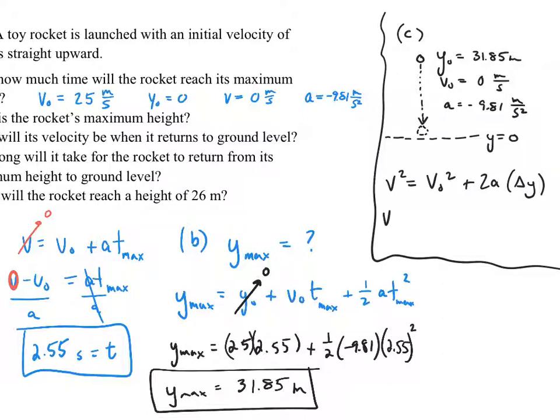So to get v, again, I'm going to take the plus or minus the square root of that whole thing. Okay, v0. v0 is 0, though, so that drops off, actually, right? We don't need v0 anymore. So this just becomes plus or minus the square root of 2a delta y, which will give us a negative number. Why is it negative on the way down? Because it's falling downward.